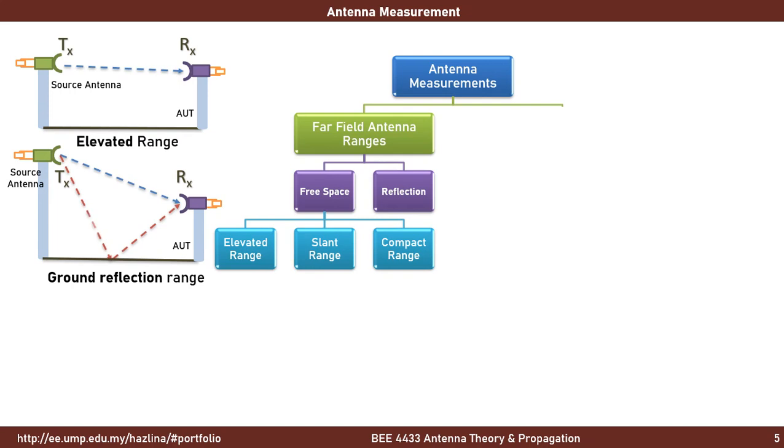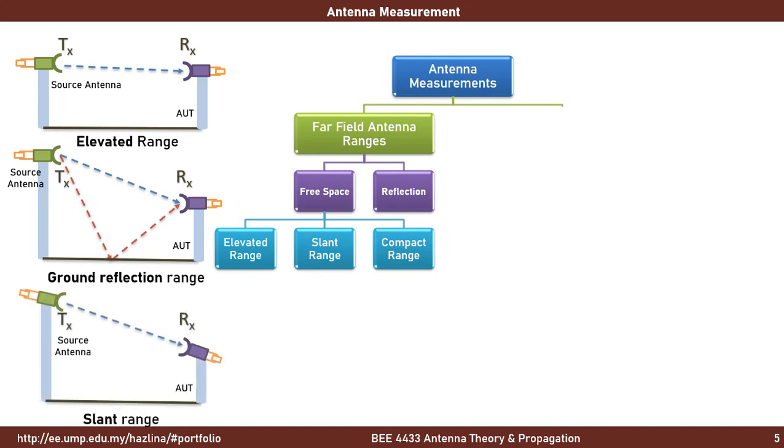In the ground reflection range, the specular reflection from the ground is used to obtain a uniform phase and amplitude distribution over the antenna under test. A slant range is one in which the source antenna is located close to the ground and the antenna under test is mounted on a tower.